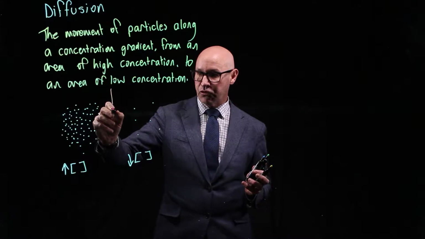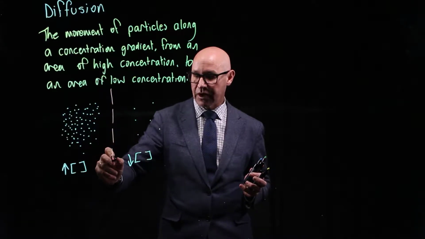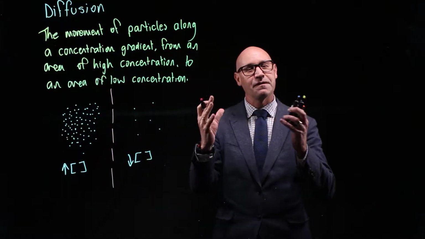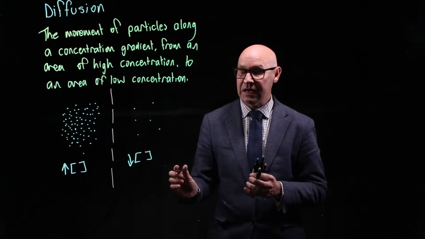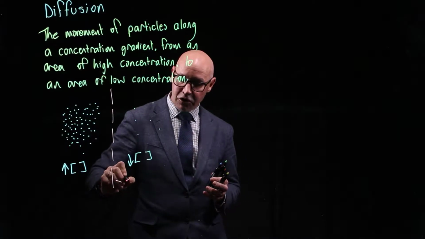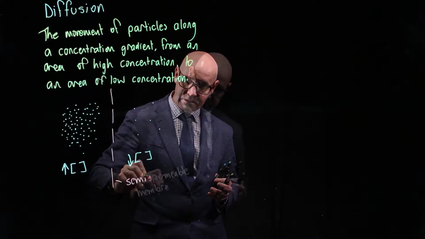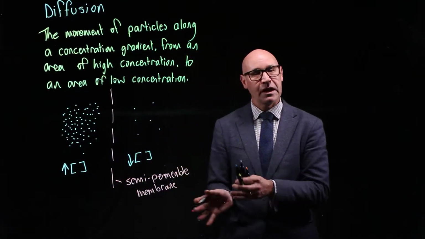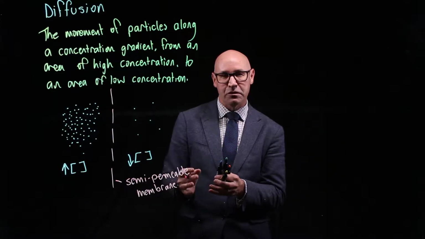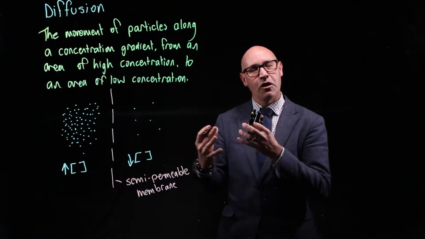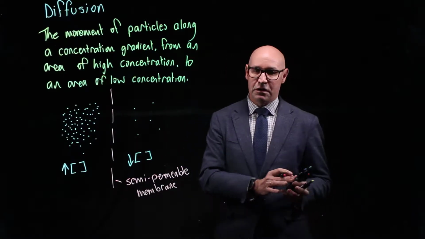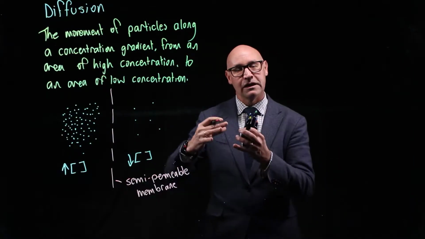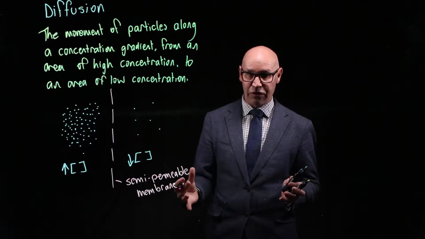So I'm just going to draw in here a membrane. So what's a membrane? A membrane is a thin tissue, and I'm actually going to add something here, and I'm going to call this a semi-permeable membrane. Permeable means that it's got some holes in it and it's allowing some things through. Semi-permeable means it allows some things through but not all things.